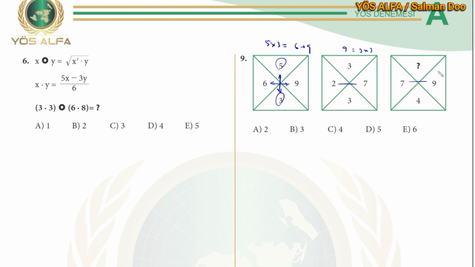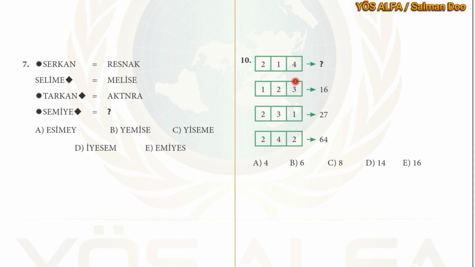Here we have 9 plus 7 is equal to 16, which is again equal to 4 times x. From here we have x is equal to 4. The answer is C. We need to find a formula where we use these 3 digits and come up with this result. So let's try this out.